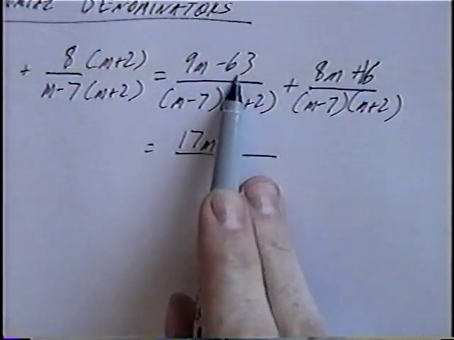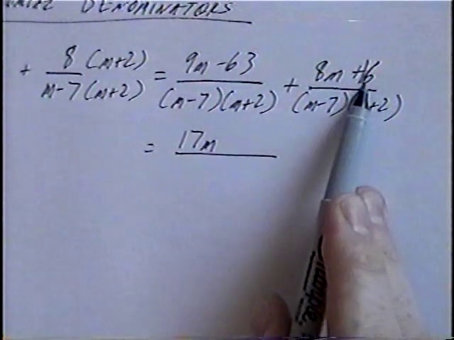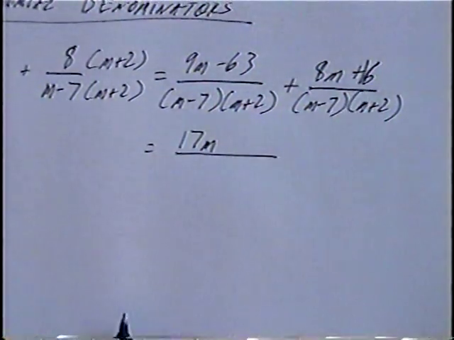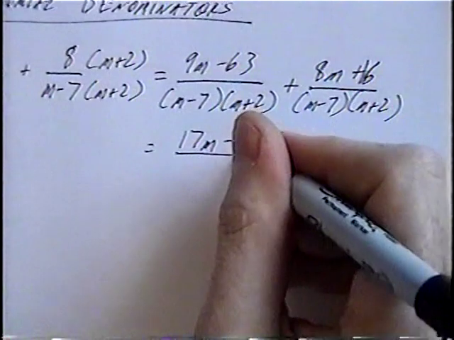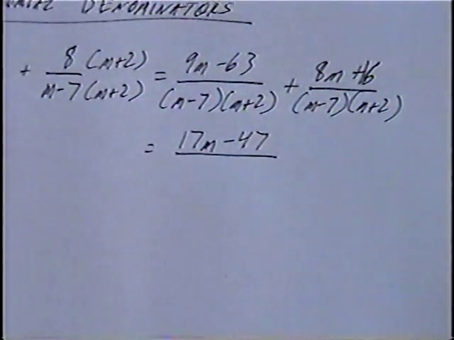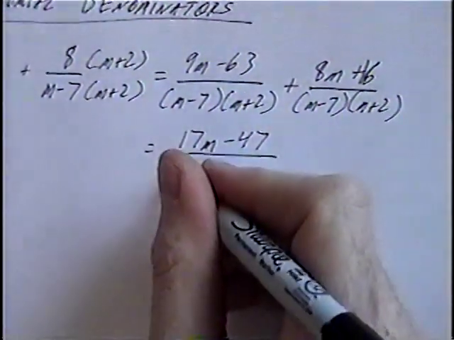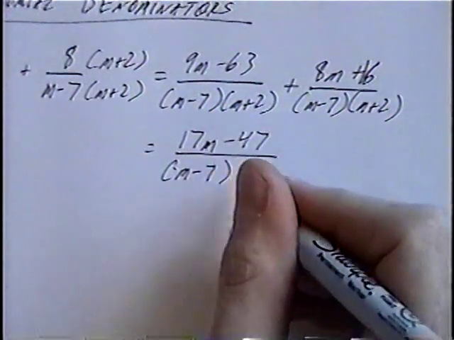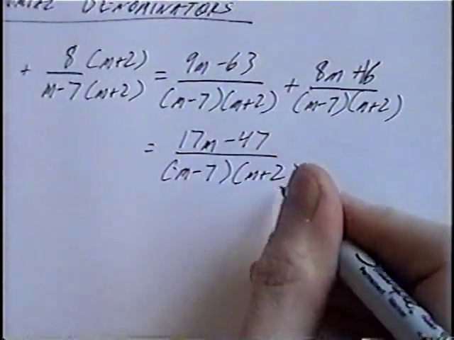Then we have negative 63 plus a positive 16. That would be negative 47. The factors for the denominator would stay the same, m minus 7 and m plus 2.